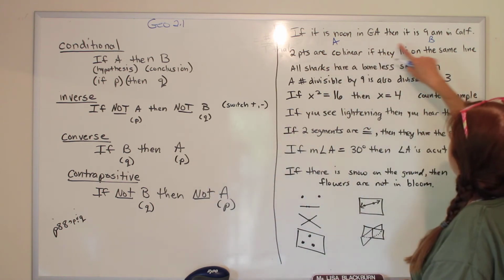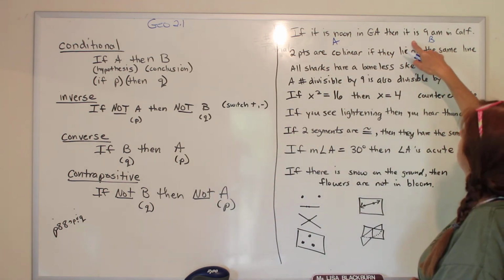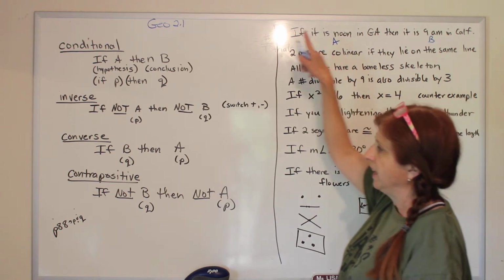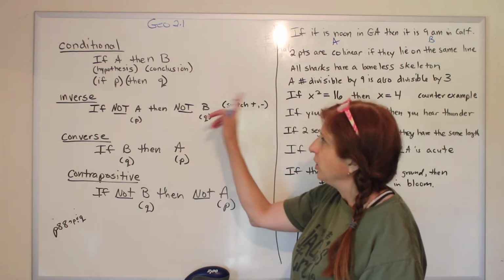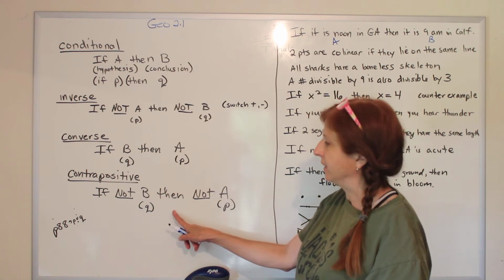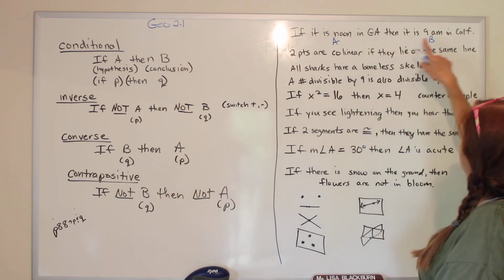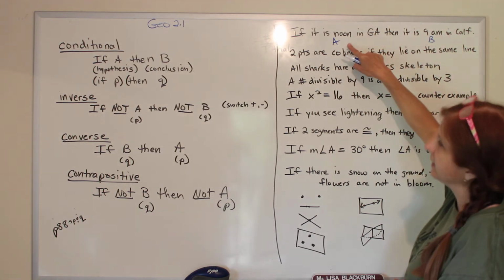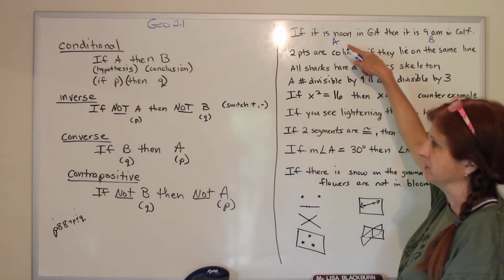So you would say, if it is 9 a.m. in California, then it is noon in Georgia. And the contrapositive, you flip them and make them negative. So it would be, if it's not 9 a.m. in California, then it's not noon in Georgia.